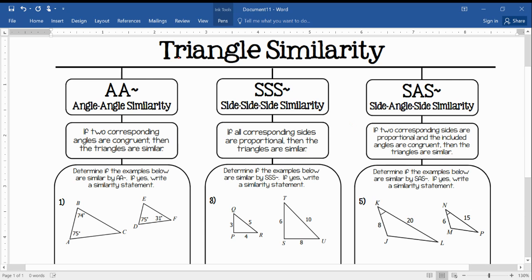And there's 3 of them. And if you are watching this video, I want you to pause and make sure you're taking some notes, and I would definitely entitle it Triangle Similarity. And then we need 3 different ones: angle, angle similarity, side, side, side similarity, and side, angle, side similarity. So go ahead and pause the video and get this set up with some notes if you're taking those right now.